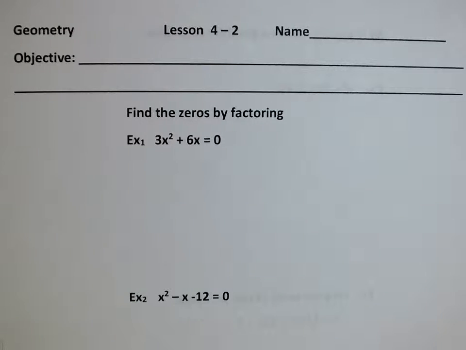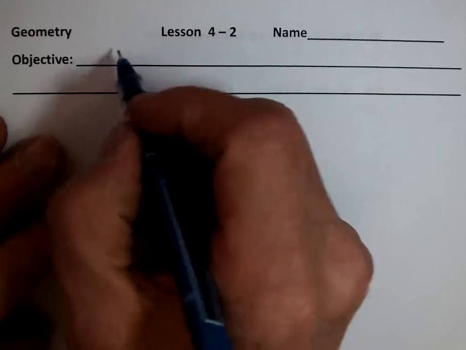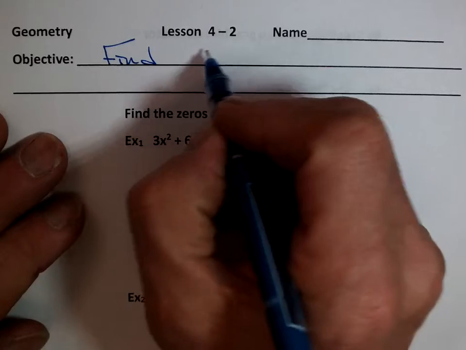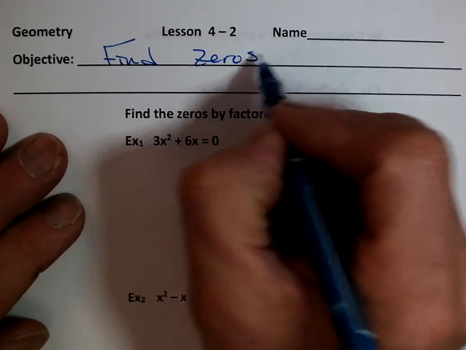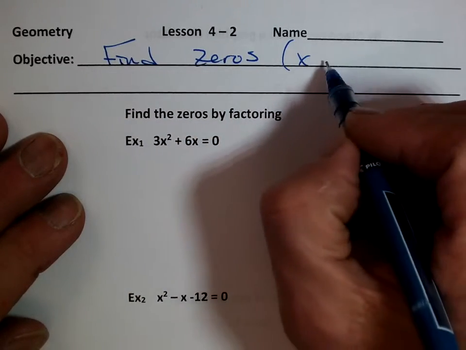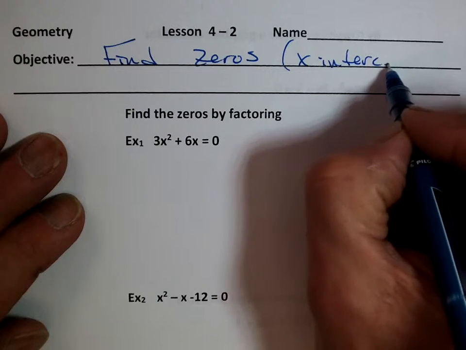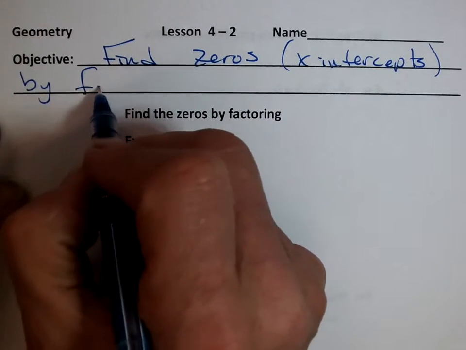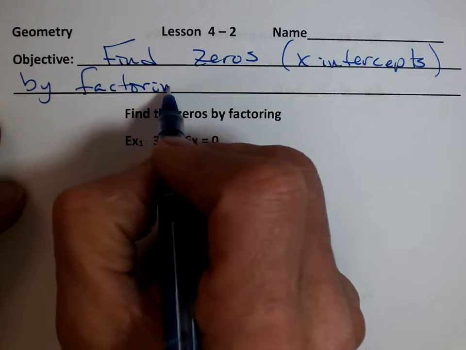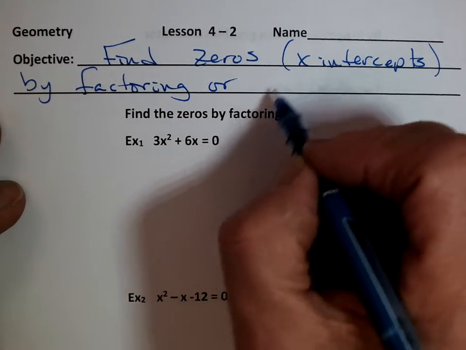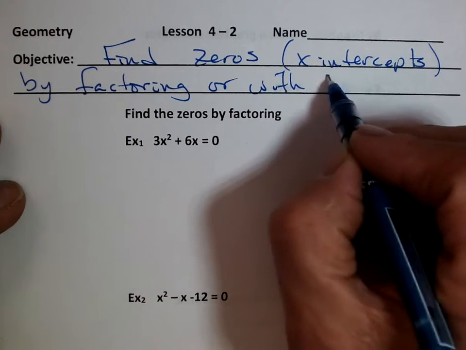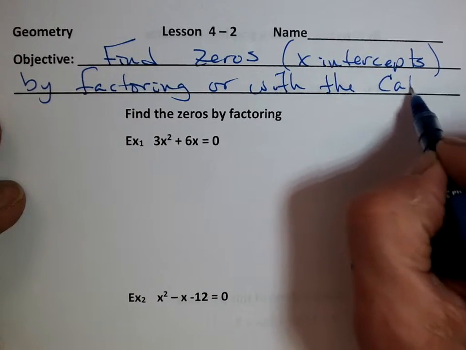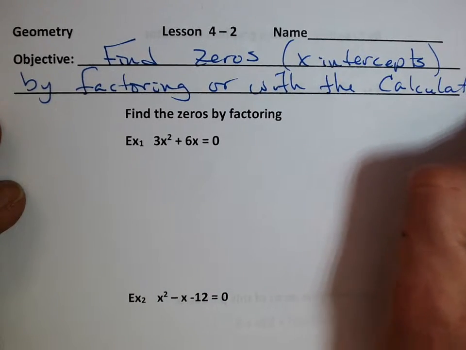So, today we are going to be finding zeros, which are also x-intercepts, by factoring or with the calculator. Okay.